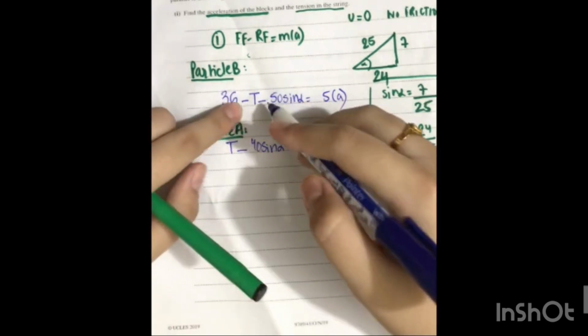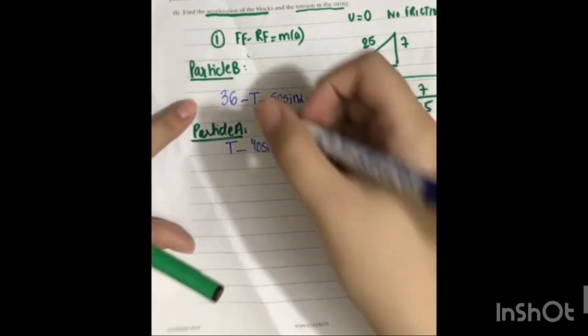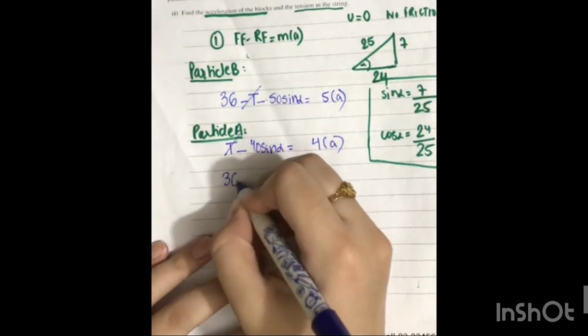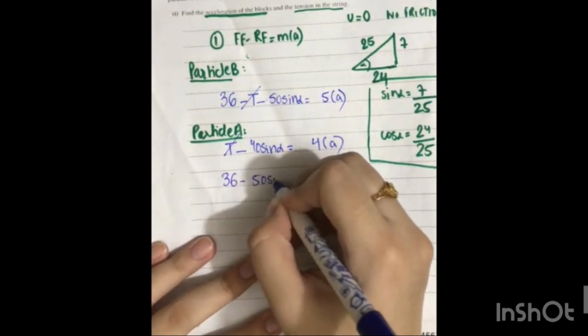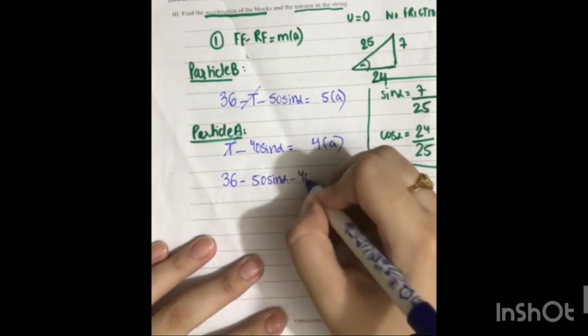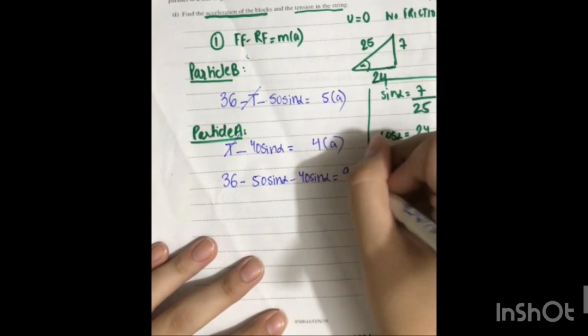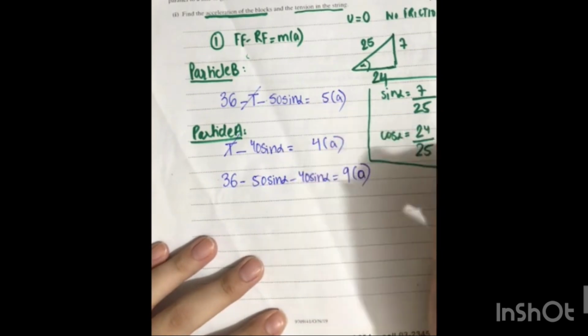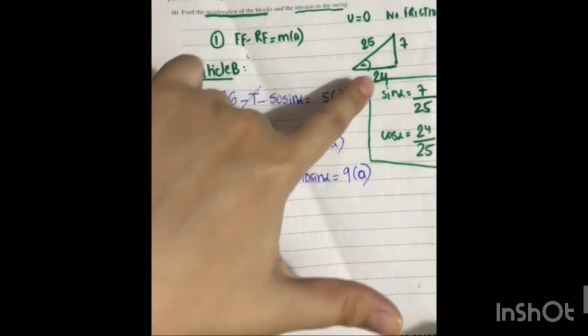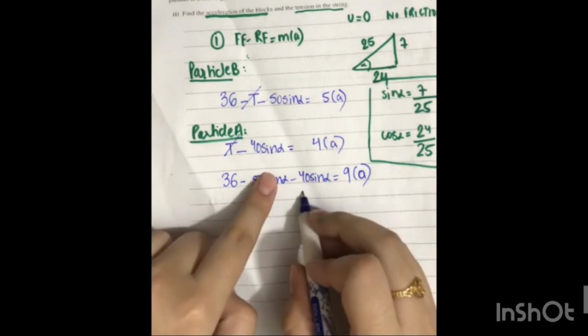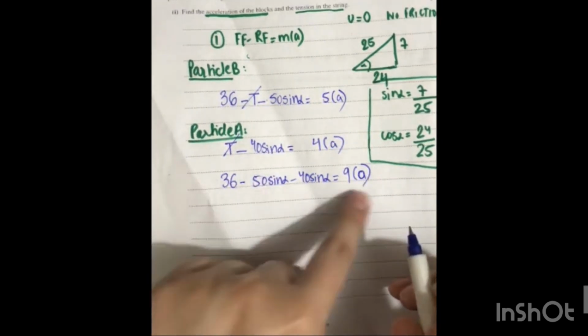There's minus T over here and plus T over here, so you can cancel those out. That means that 36 minus 50 sine alpha minus 40 sine alpha is equal to 9 multiplied by the acceleration. We have the value of sine alpha, which is 7 over 25, and we can plug it into the equation, and then rearrange it to find the acceleration.